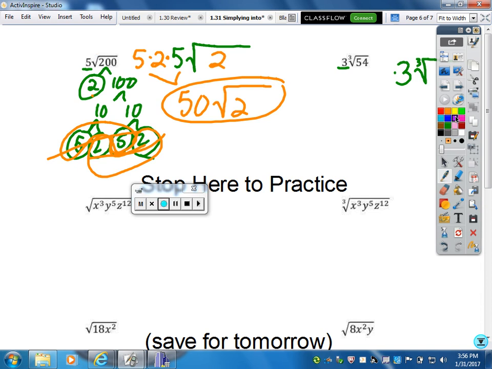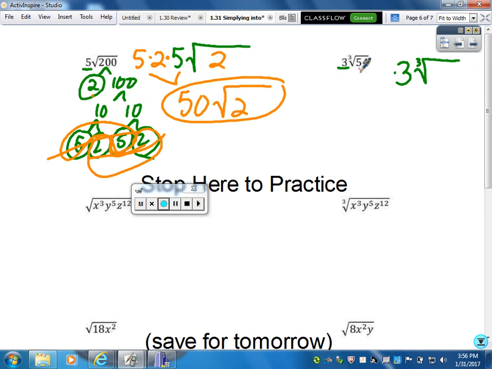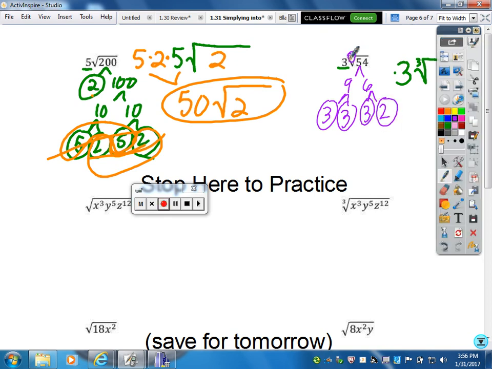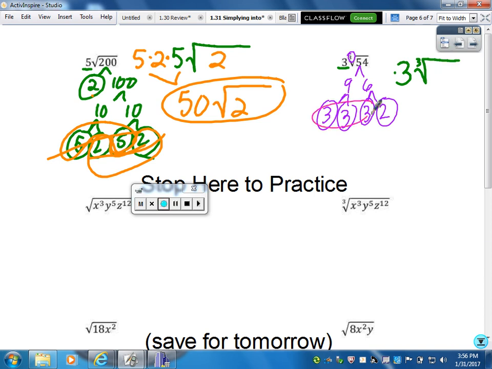Alright, now on to the next one. Sorry, 54. What times what is 54? I'm thinking 9 and 6 to start with. 9 is 3 and 3, and 6 is 3 and 2. So, do I have any 3 of a kinds? And yes, I do, right here, 3 3's. So those 3 3's are going to be joined by the 3 outside. And then, I've got this 2 that's left over inside. So put my 3's back together. 3 times 3 is 9. Cube root of 2, all done.